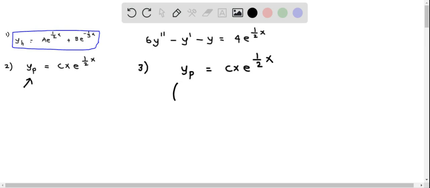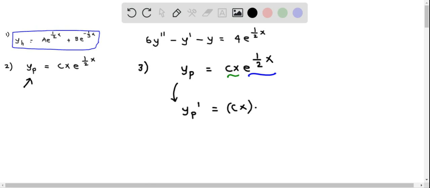Now let's find the first derivative by differentiating this equation with respect to x, that is yp prime. And this equals, here we apply the product rule considering the cx as the first term and e power half x as the second term. So in product rule, we consider one of the terms as the first one, which we write down, and then multiply with the derivative of the second term.